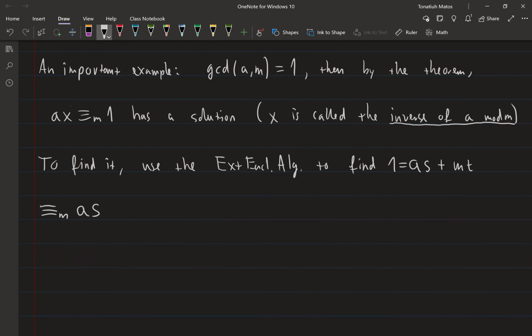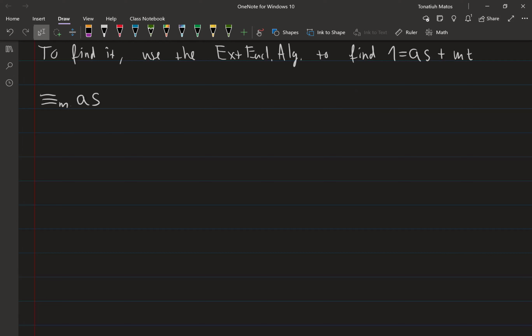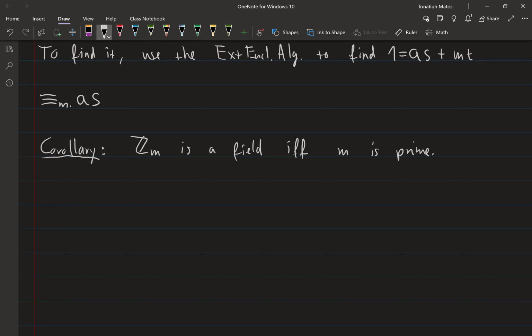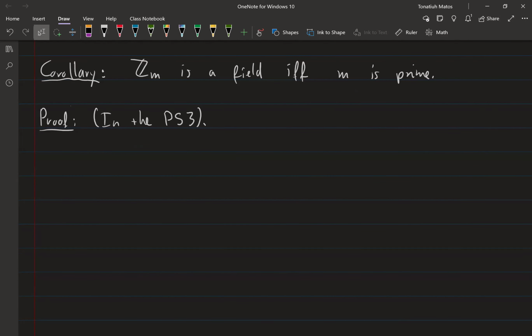Okay, in the meantime, let's look at something a little bit more sophisticated. And just to help you out with the problem set, a consequence of the theorem that I just proved is that Zm is a field if and only if m is prime, right? So the proof of the corollary is part of the problem set. Problem set 3, I guess, because we're talking about fields here.